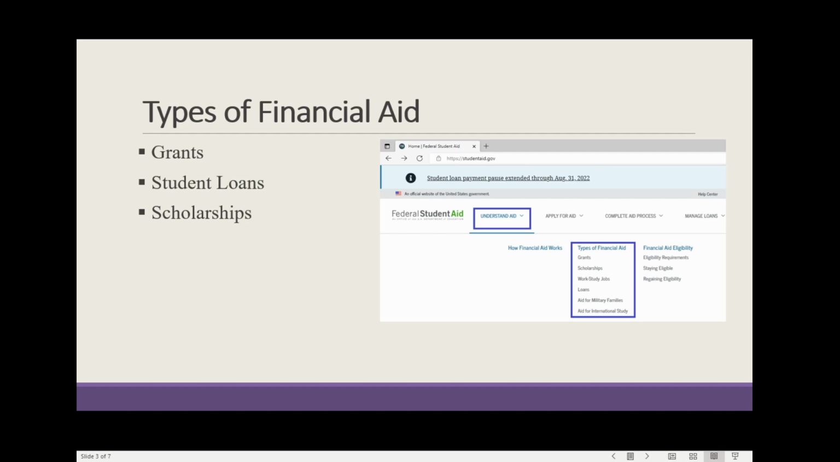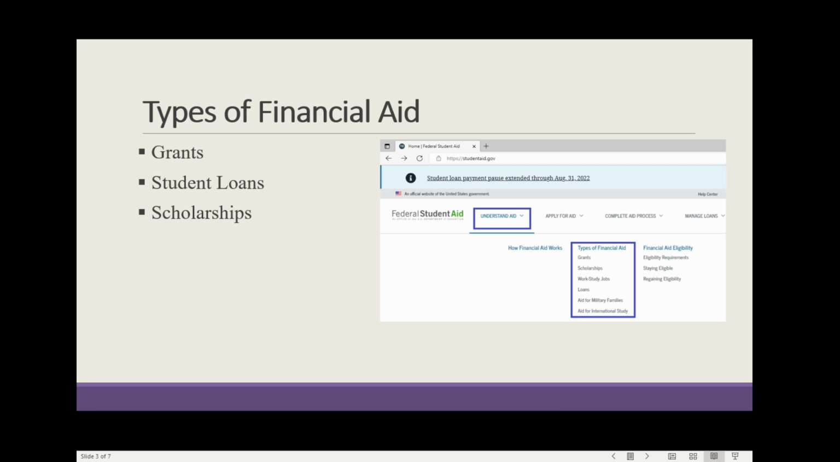Three main types of financial aid available are grants, student loans, and scholarships. Studentaid.gov is a valuable resource, and you can always check it for a more in-depth explanation. So grants are financial aid awards that you don't have to pay back, and the most common and substantial one that students receive is the Pell Grant.